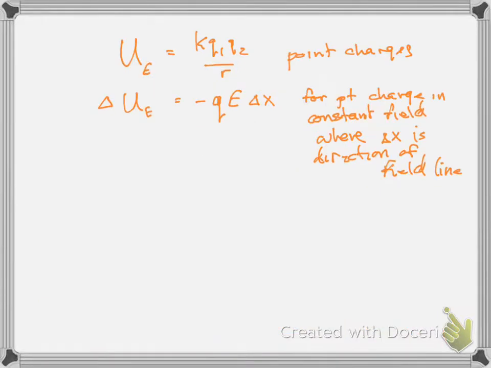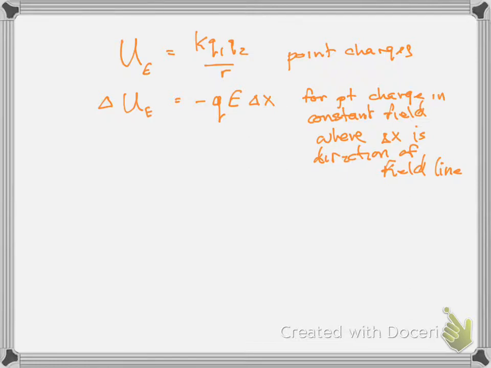So this is a summary of the results that we just figured out: the potential energy of 2 point charges in the vicinity of each other, and the change in potential energy for a charge that's moved through a constant field. And which direction is it moved? It's moved in the direction of the field line. So if the charge Q is moved in the direction of the field, the potential energy should go down, hence the minus sign in the change in potential energy.